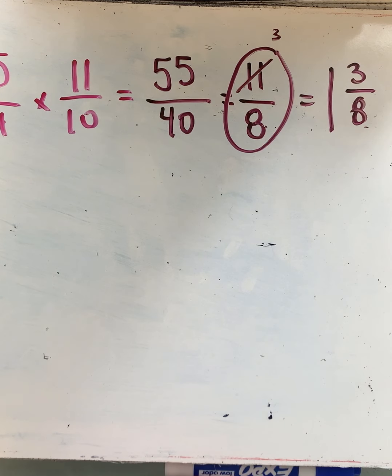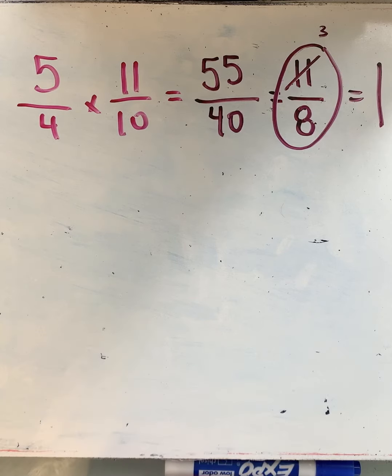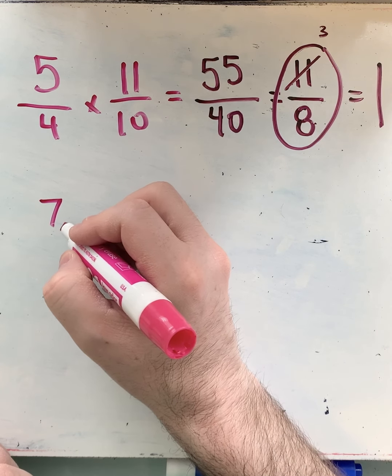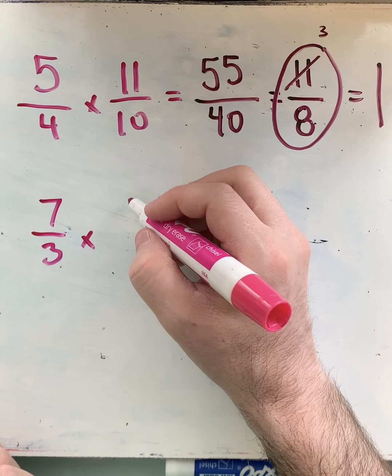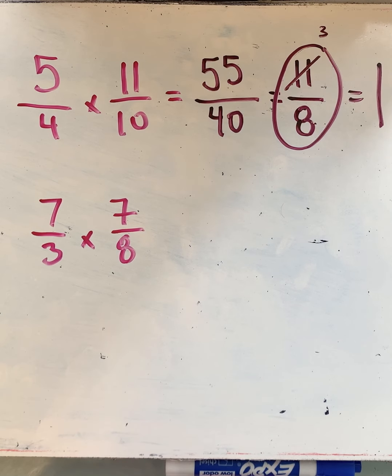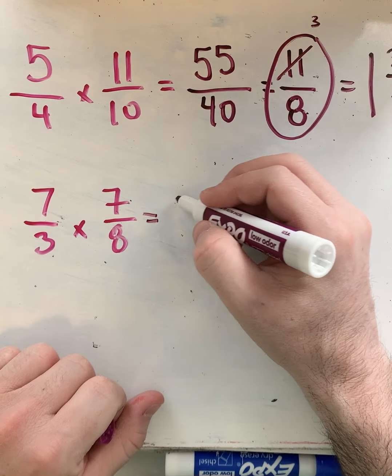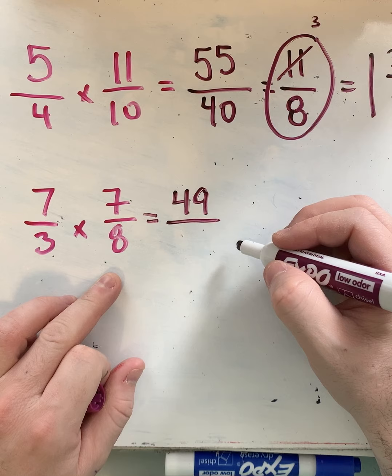Let's do another improper fraction. This one where there's a mixed one. So in the sense of not mixed number, but you have one proper fraction and one improper fraction. So I'm going to do 7/3 times 7/8. Okay, so again, let's do our math. We just go straight across. 7 times 7 is 49. 3 times 8 is 24.